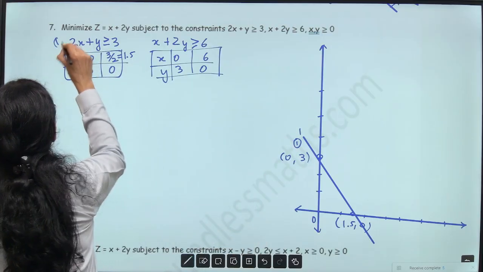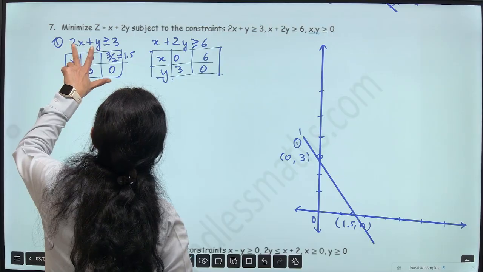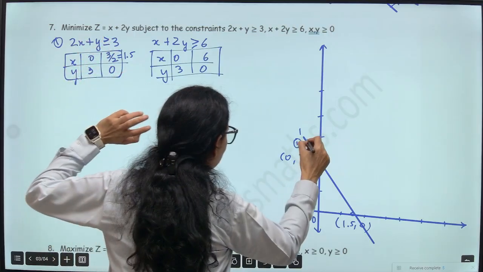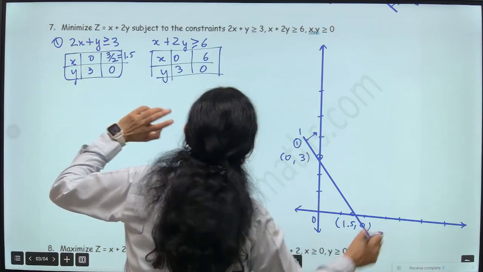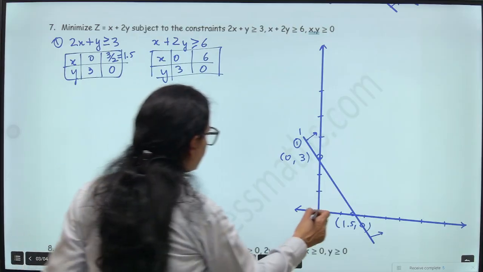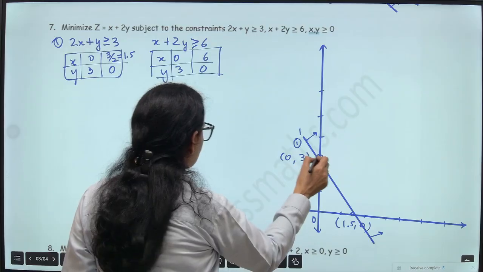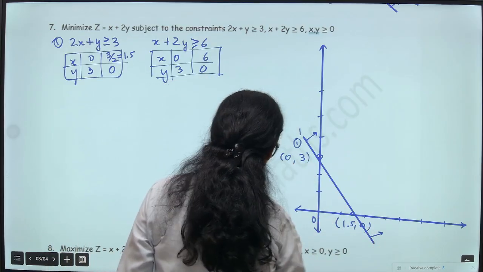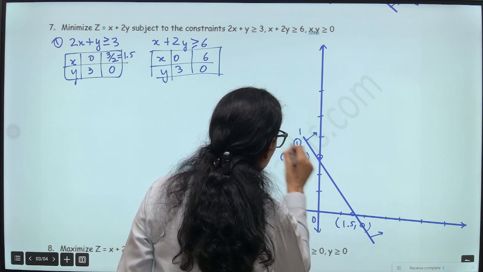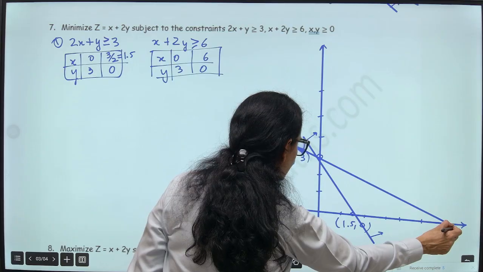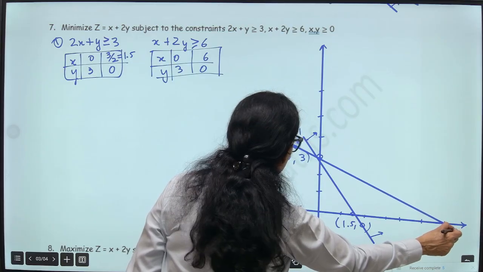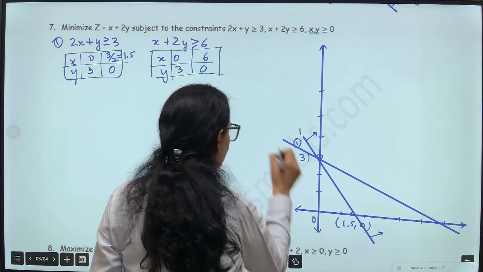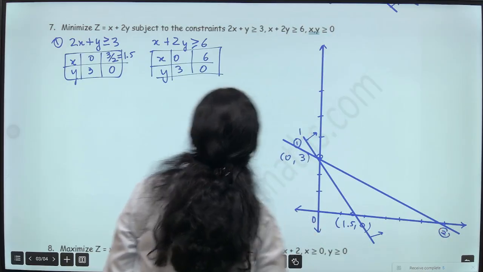We have marked it here also. Is 0, 0 greater than 3? No. So that means the feasible region is on the right side of this. Let's plot the second one, 0 and 3. It is a common point, and then 6 and 0. 1, 2, 3, 4, 5, 6, 6 and 0. So this is going to go like this. Yes. So this is the graph for the second inequality.